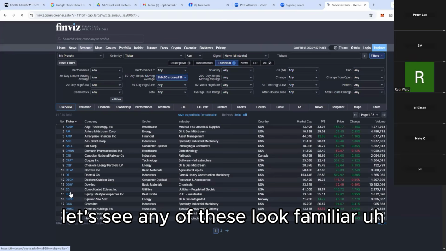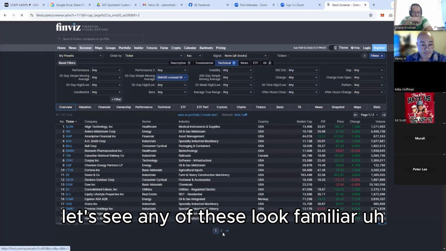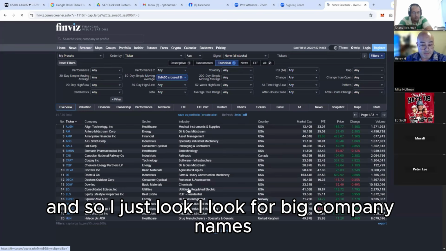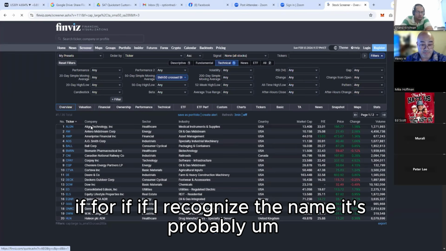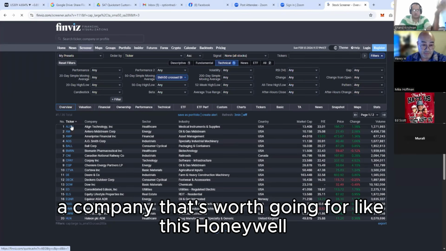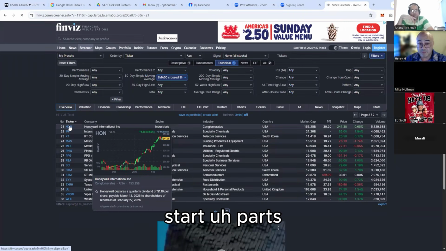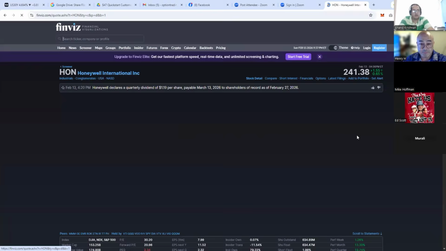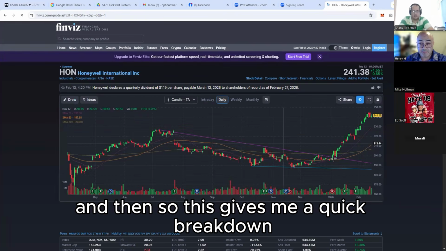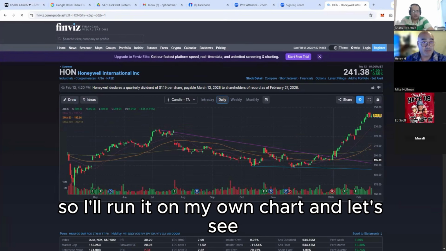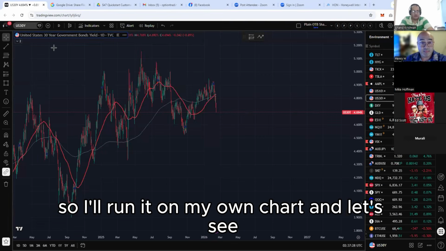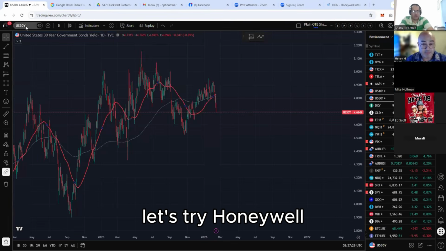All right, let's see. Any of these look familiar? I look for big company names. If I recognize a name, it's probably a company that's worth going for. Like this is Honeywell, so they're probably going to be making a lot of robotic parts. And then this gives me a quick breakdown. So I'll run it on my own chart. And let's try Honeywell.